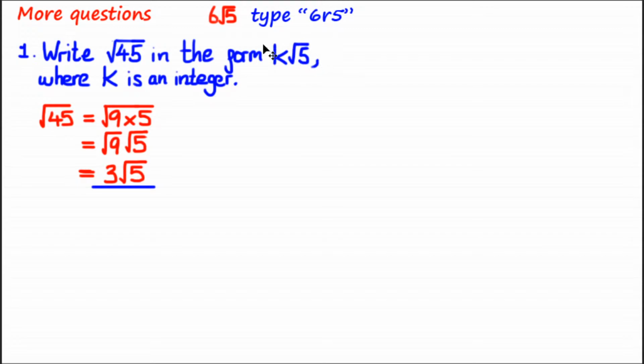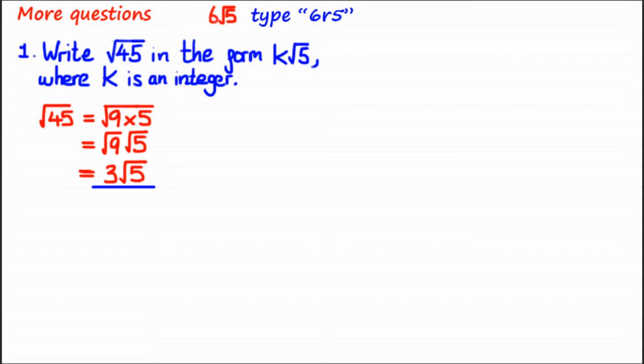Okay, so we need to take a value out, which suggests that we need to simplify the surd. Simplifying, we split 45 into a product of factors where one of them is a perfect square. 9 is a perfect square. So using the first rule of multiplication, we can split this up into a product of surds or radicals, and the square root of 9 is equal to 3, so therefore our answer is 3 root 5. Well done, guys. Very, very quick indeed.